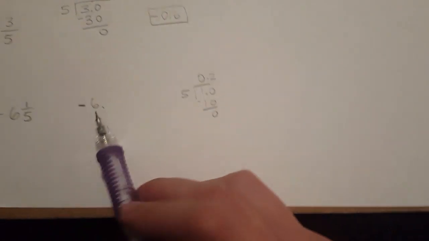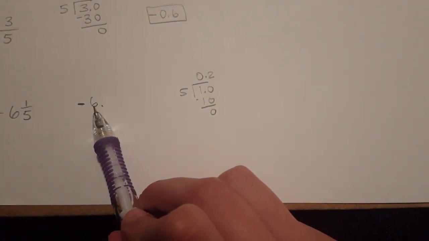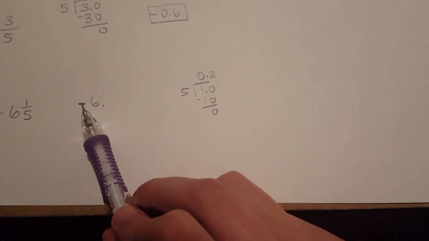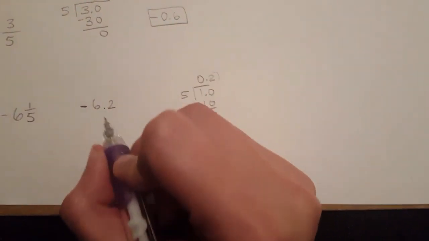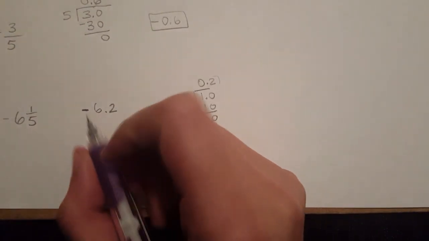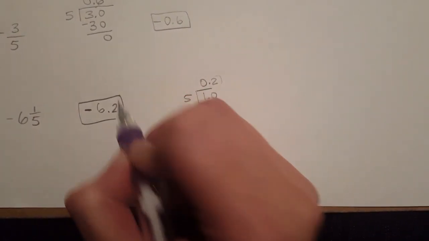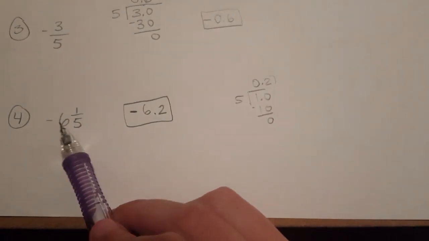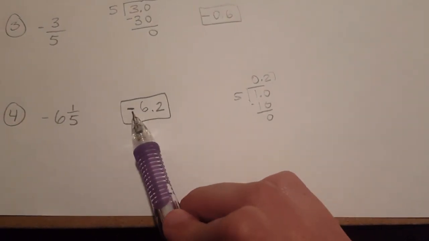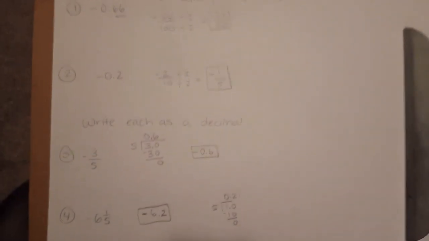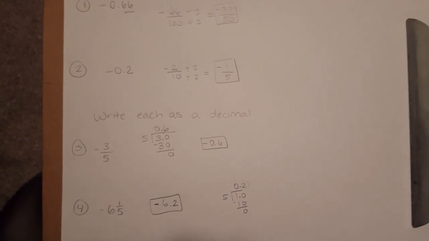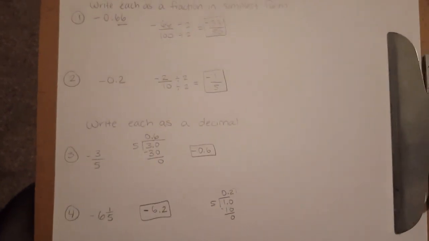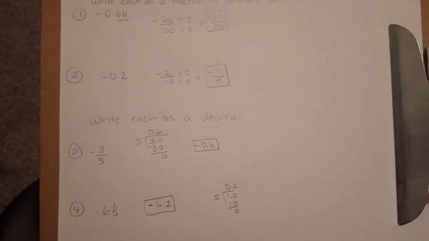That 0, though, needs to be replaced with that negative 6. So basically you have negative 6.2. So over here, write in your 0.2. Okay, and this right here is your answer. So negative 6 and 1/5 is the same thing as negative 6.2. So at this point, you should have checked your answers to see if you got the same thing the first time. And if not, see what your mistake was so that next time for your quiz, you can correct it. All right, hope this helps, guys.